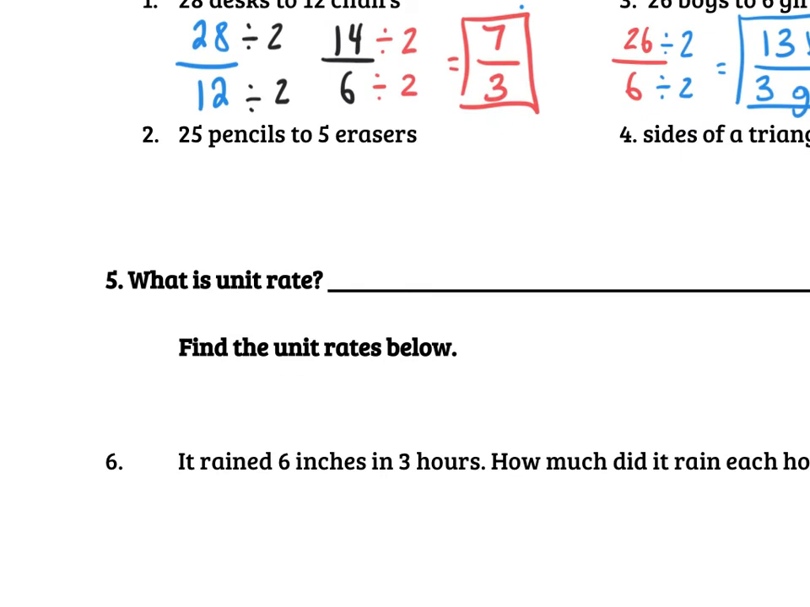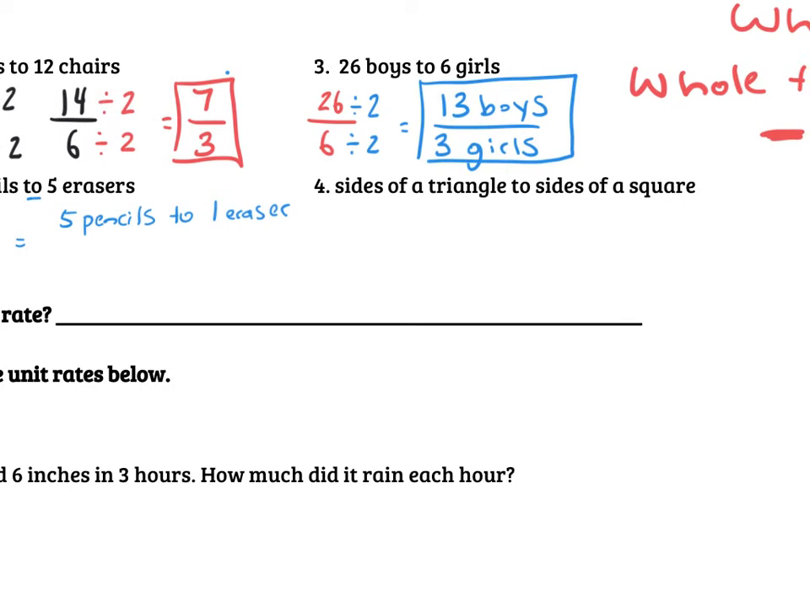25 pencils to 5 erasers. Again, start with your ratio and simplify. I can divide the top and the bottom both by 5. I get 5 pencils. And remember, if it's written with a "to," they want you to write the answer like this: to 1 eraser. Okay, let's look at our next one.